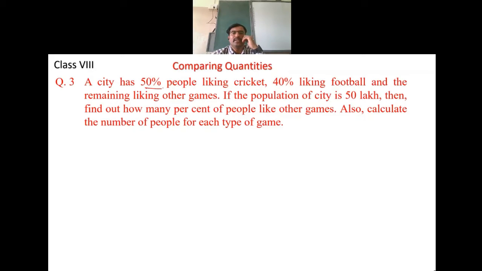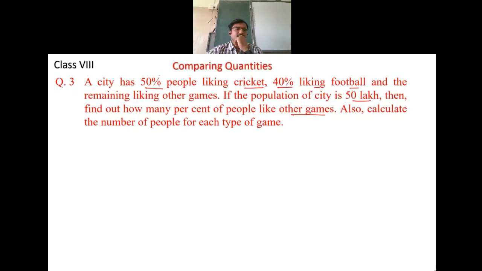A city has 50% people liking cricket, 40% liking football, and the remaining liking other games. If the population of the city is 50 lakh, then find out how many percent of people like other games. Also calculate the number of people for each type of game.